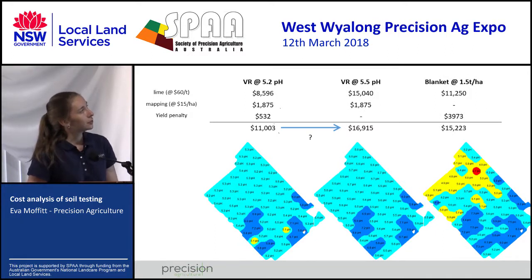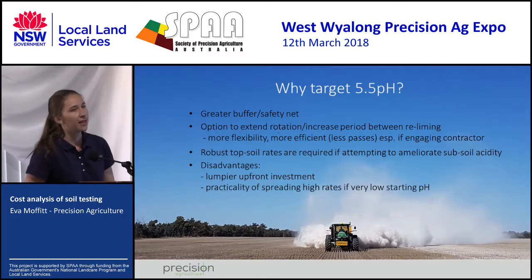So the difference between these two I've just got a question mark there. So why would we target a 5.5 instead of a 5.2 when it's cheaper? So I've put a few comments in here. It's giving us a greater buffer or a safety net, which gives us the option to extend our rotation or increase the period between reliming. Say we got down the track and we thought, it's time to relime, but it's been a tighter year and we don't think we can afford it this year. Well, we've got that buffer or safety net.